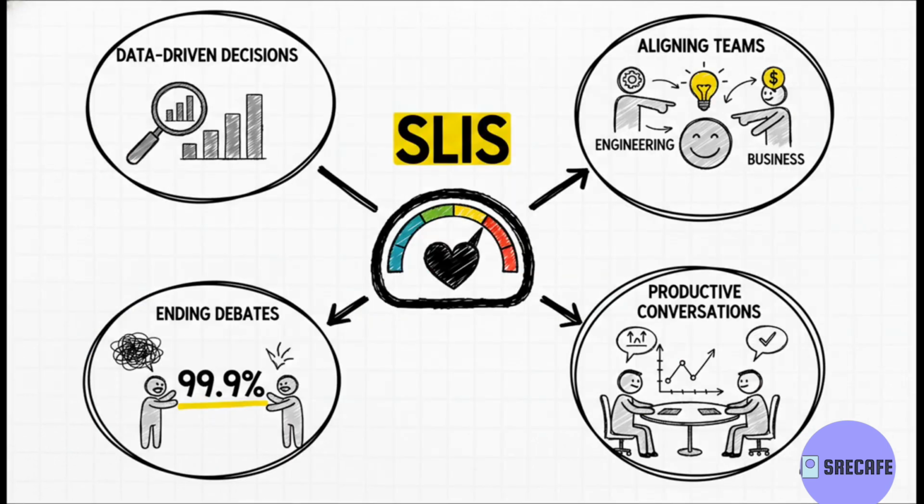When you have good SLIs, you can finally make real, data-driven decisions about reliability work. It gets everyone, engineering, product, the business, all pointing in the same direction, aligned on user happiness. It ends those endless subjective debates about whether a system is down, because now you have a number, and that allows for much more productive conversations about what your priorities should be.